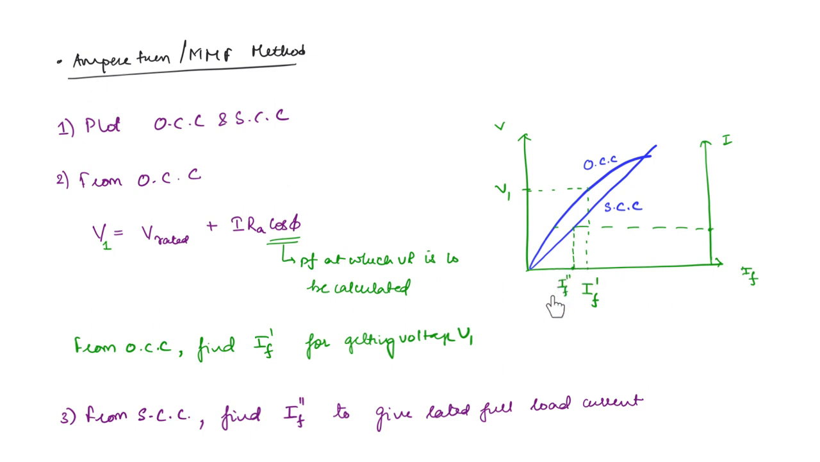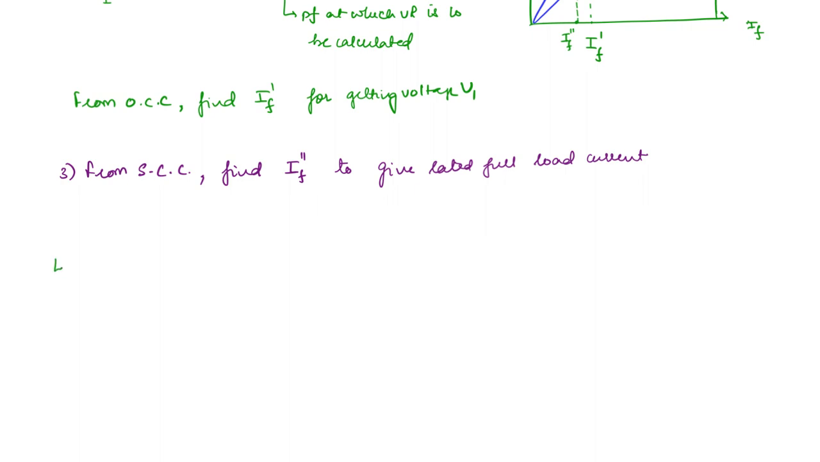So once we get this IF dash and IF double dash from the open circuit and short circuit characteristics, then the next, what will be the next step? You have to construct IF dash as the reference phasor. Now IF double dash you will construct in such a way that this angle here is the corresponding power factor angle. Okay. Now when you add these two phasors, then you are going to get the field current at the required power factor at full load.